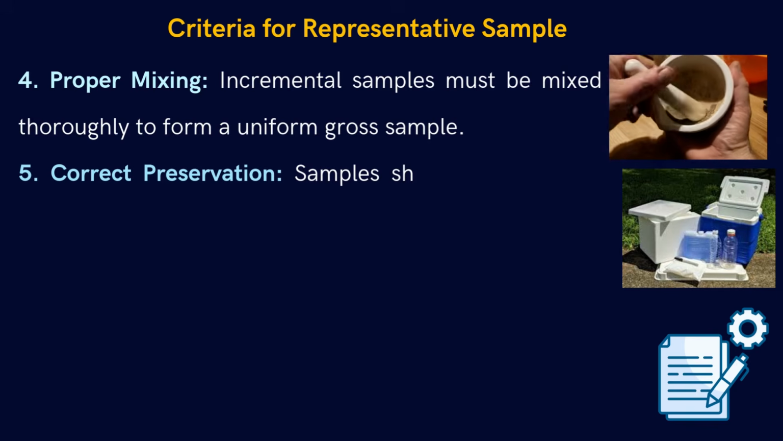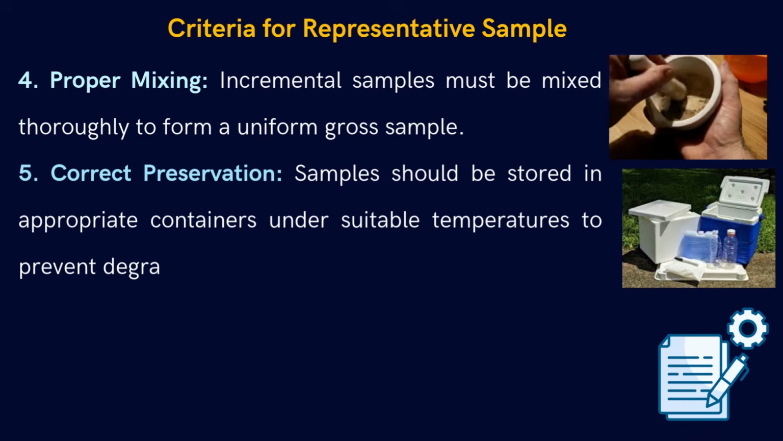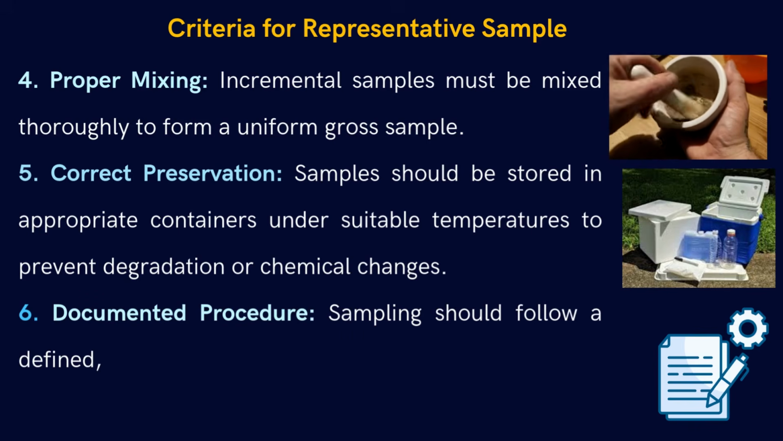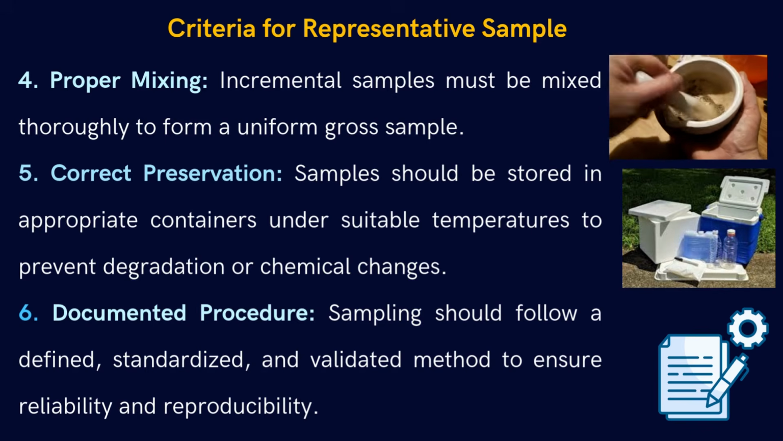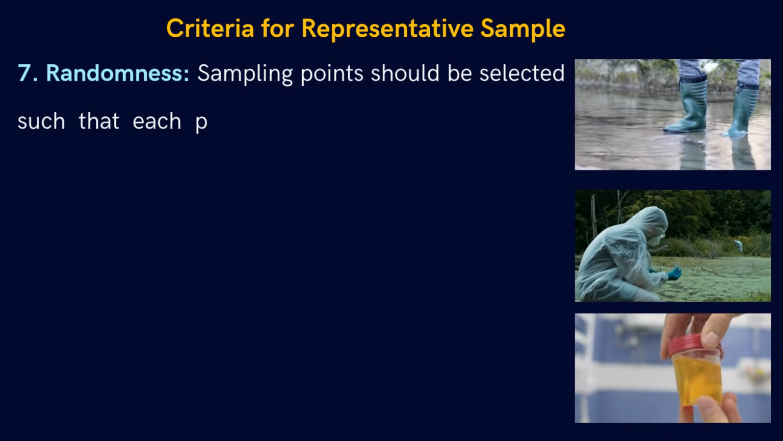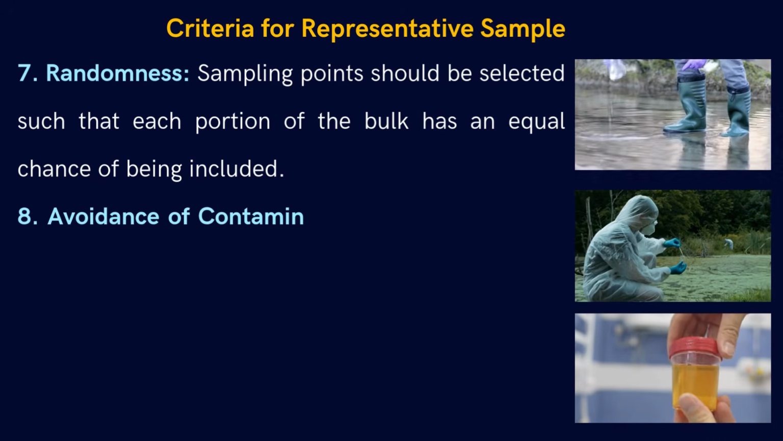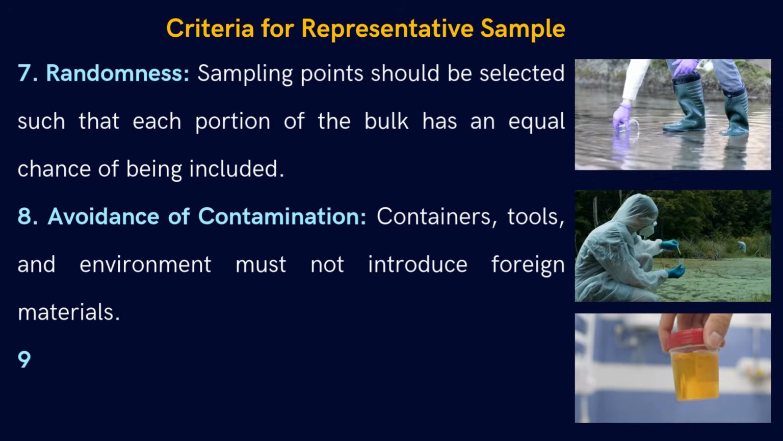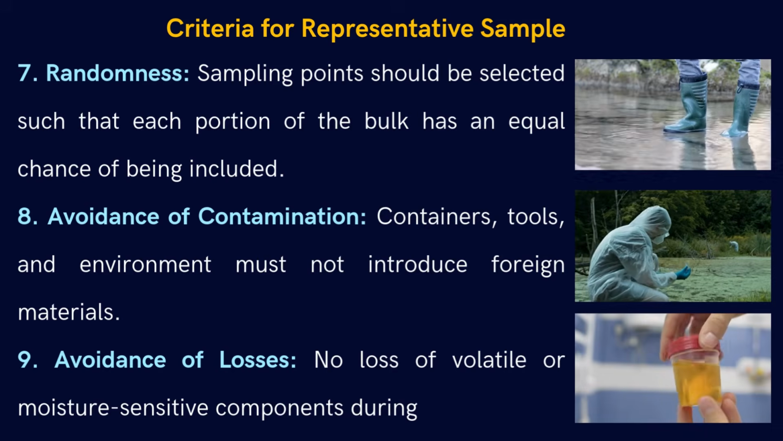Fifth one is correct preservation. Samples should be stored in appropriate containers under suitable temperatures to prevent degradation or chemical changes. Sixth one is documented procedure. Sampling should follow a defined, standardized, and validated method to ensure reliability and reproducibility. And then, seventh one is randomness. Sampling points should be selected such that each portion of the bulk has an equal chance of being included. Eighth one is avoidance of contamination. Containers, tools, and environment must not introduce foreign materials. Ninth one is avoidance of losses. No loss of volatile or moisture-sensitive components during sampling.